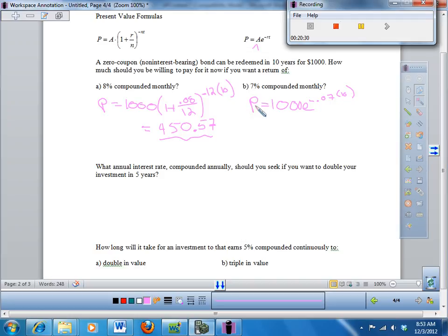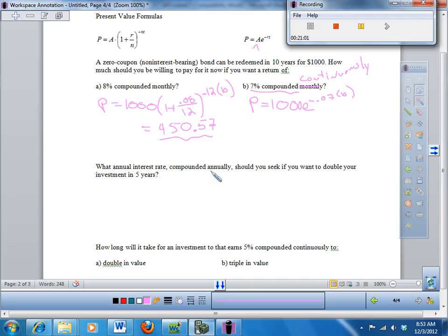Wait, so are you saying you could do either one? No, not for this one. Oh, whoops, 7% compounded monthly. I'm sorry. So would it be the same thing as last? Let's do this continuously. Let's change this to continuously. Okay? There you go for continuously. Because then it wouldn't be exactly the same. Okay? All right. Next thing, and these come up a lot.